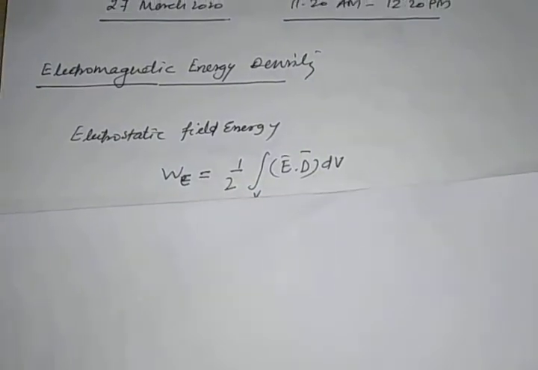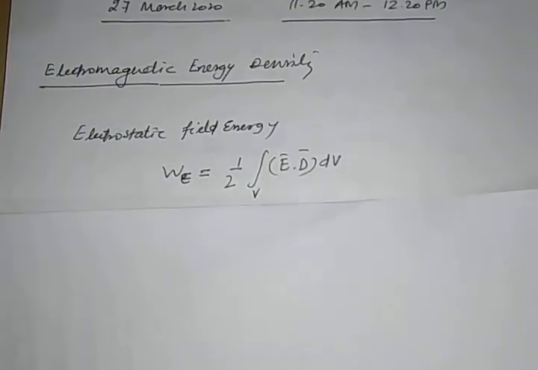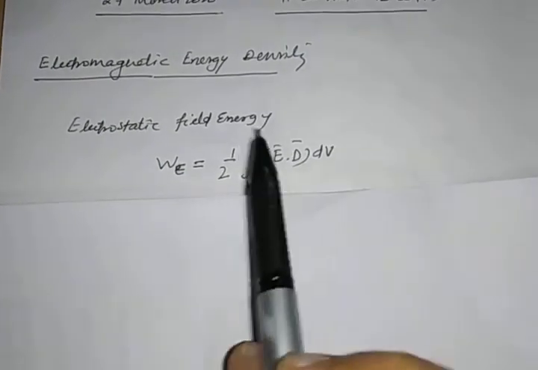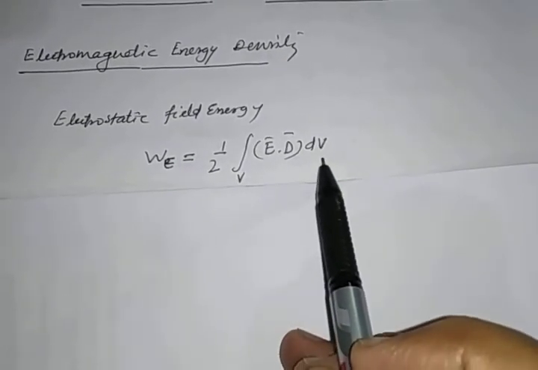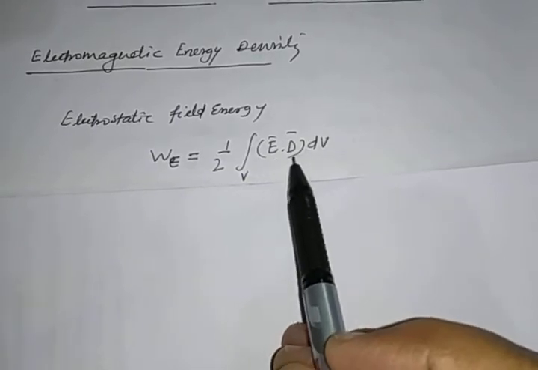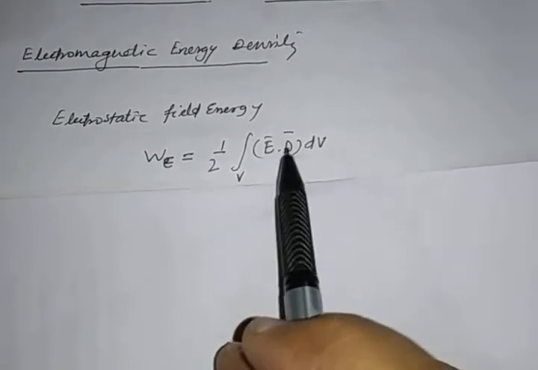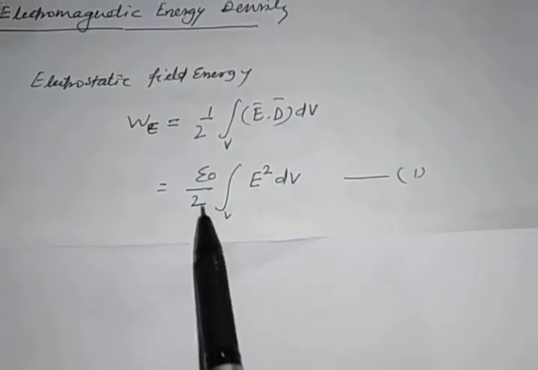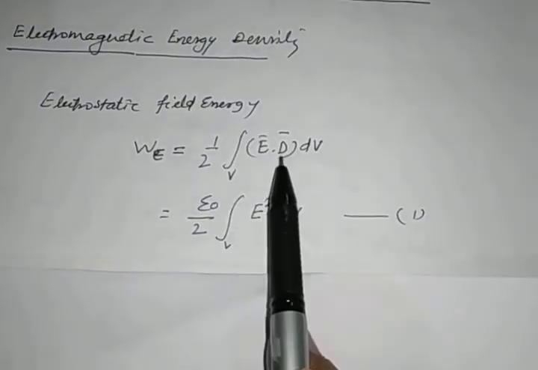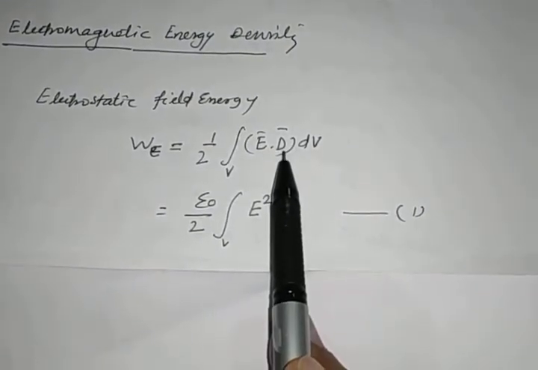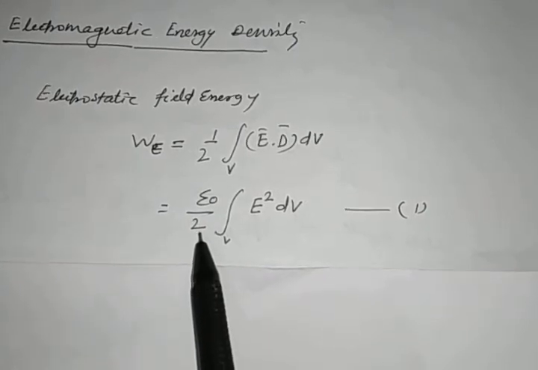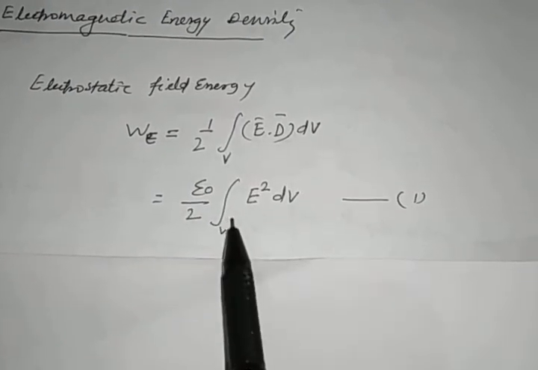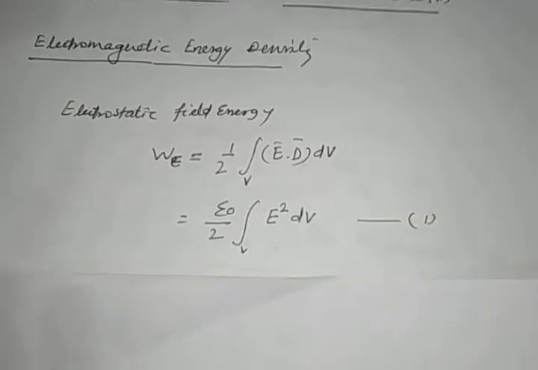All of you have calculated that the electrostatic field energy can be given by 1 by 2 integral E dot D dV. Here D is the displacement vector, and if D is epsilon naught E, then it becomes epsilon naught by 2 E square dV. So this will be the electrostatic field energy.